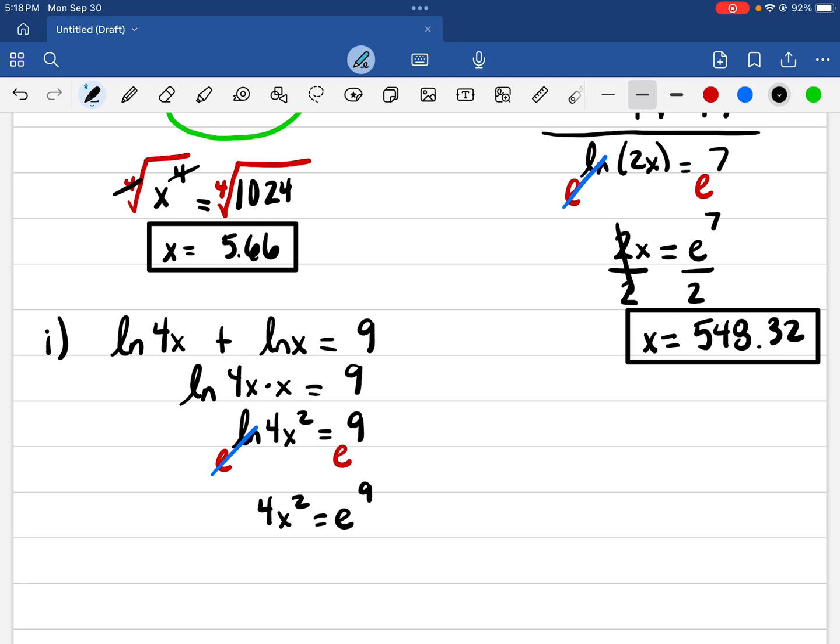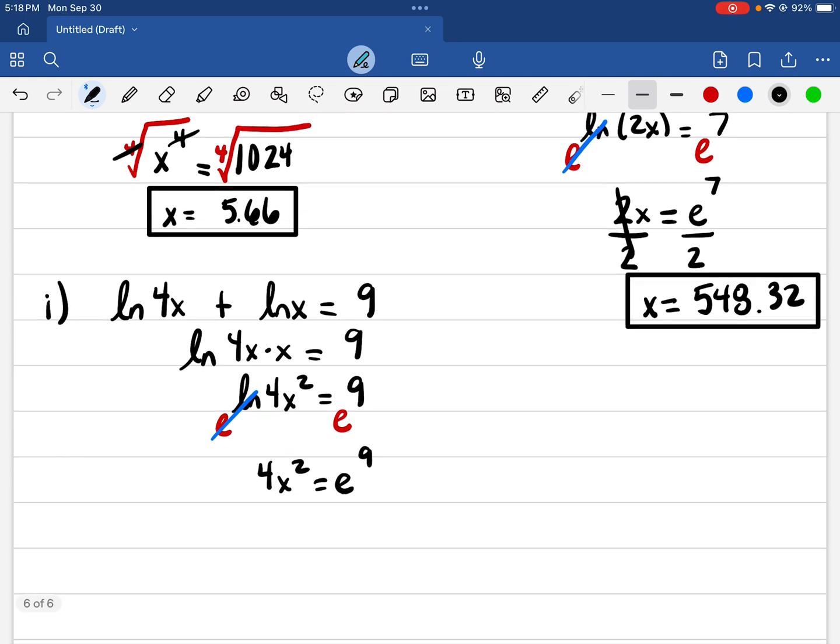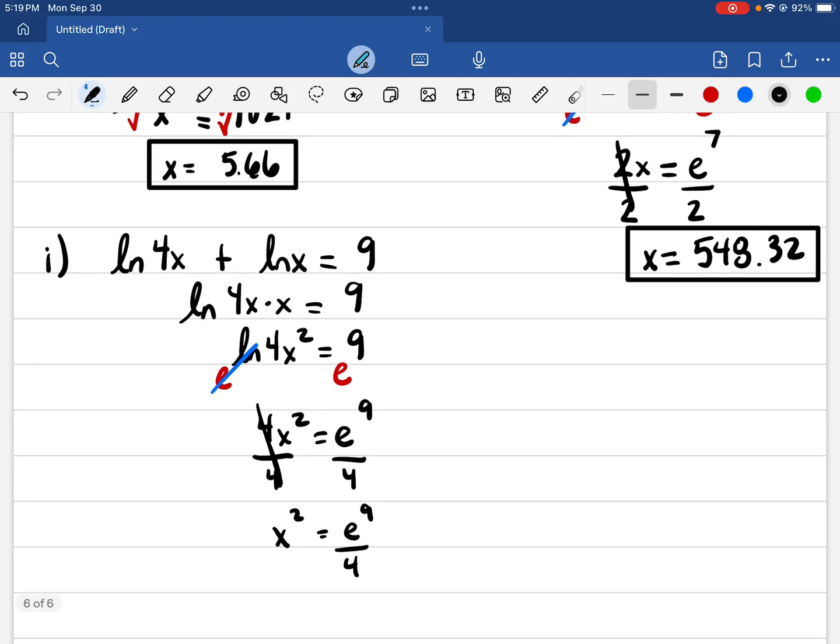And then we're solving for x at this point. I want to get rid of that 4 by dividing. And then get rid of that squared by taking the square root. And we can go to Desmos or a calculator and put that in. Square root of e to the 9th divided by 4.